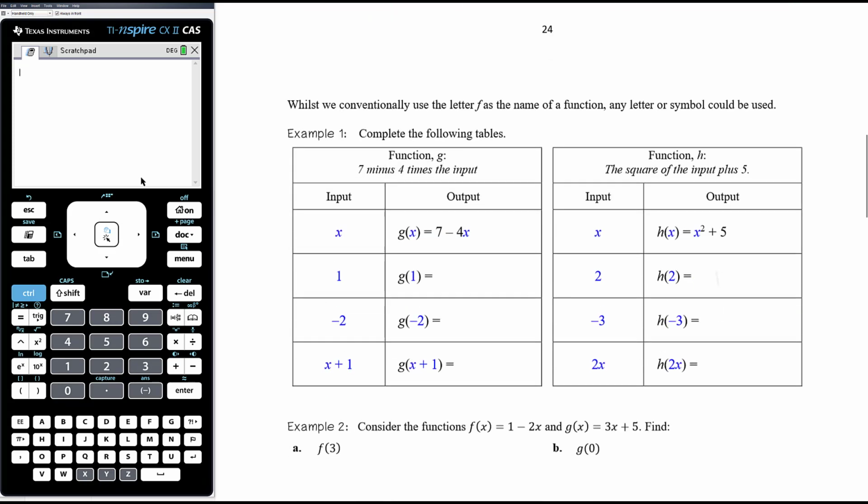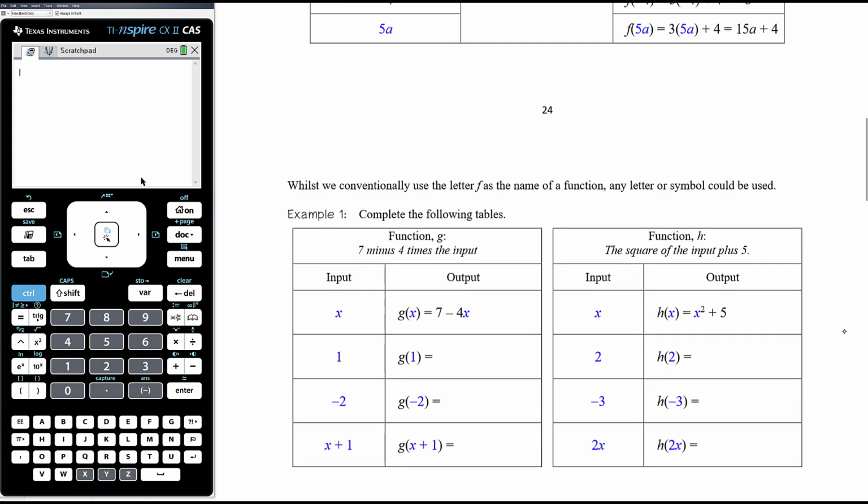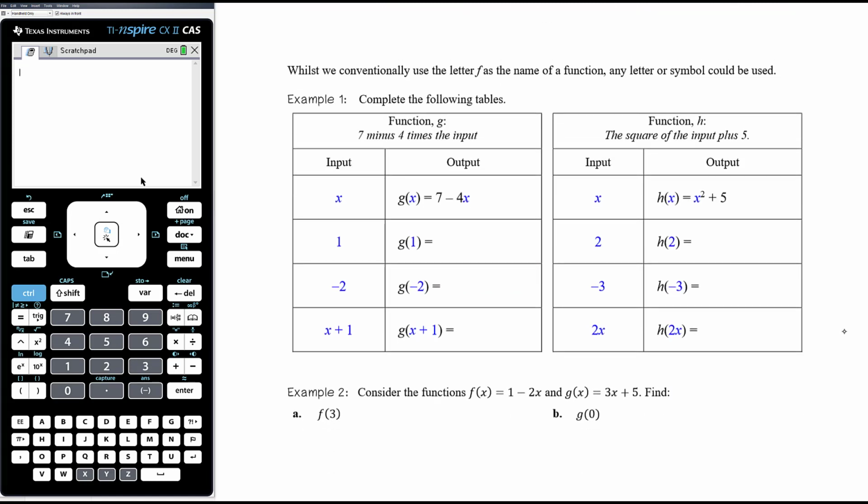Okay, as I said, we conventionally use the letter f as the name of the function, but any letter or symbol could be used. So, for example, we have another function here in this first table, function g. Function g is that we do 7 minus 4 times the input. Okay, so let's complete the table here. So if our input is x, g of x, doing g to x, is doing 7 minus 4 times x. Okay, that's what our rule for g is. So if we want to do g to 1, we're doing 7 minus 4 times 1.